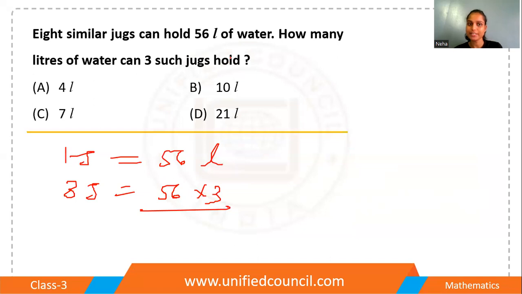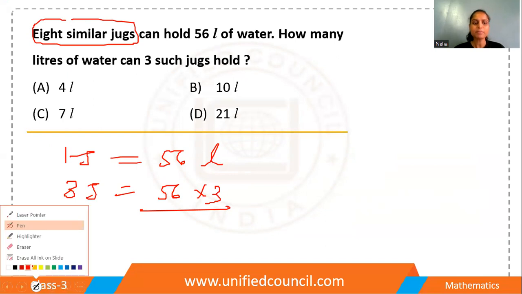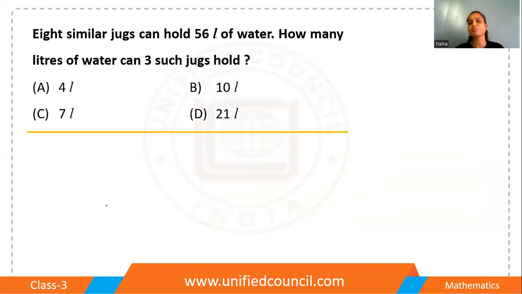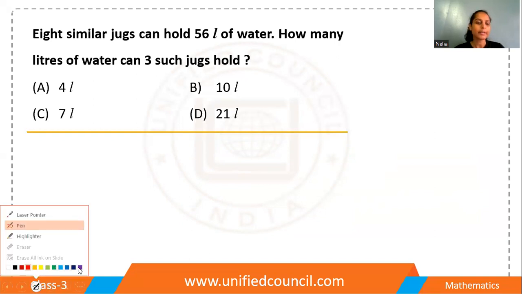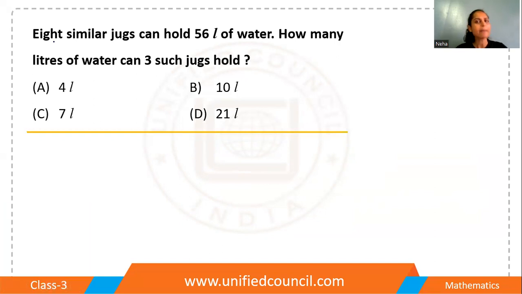But my dear students, the question they are asking is quite different, right? The question is asking about 8 similar jugs, right? That's why I read it incorrectly. Because 99% of students will read it incorrectly in a short time. So you have to read the question very carefully. This is the reason. Otherwise you will get the incorrect answer.